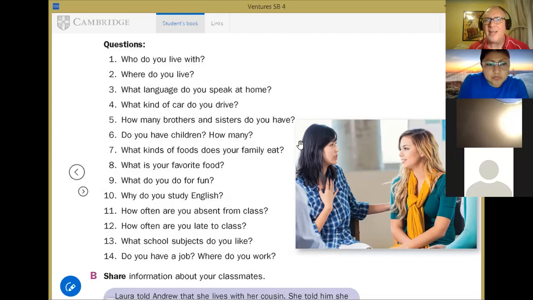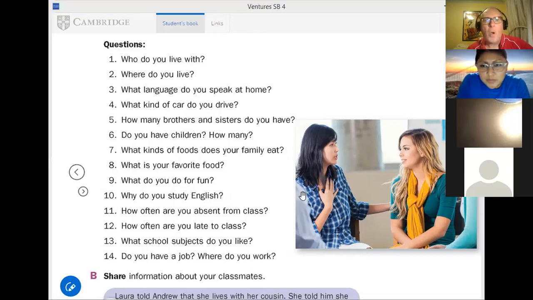All right. Let's see. Rita, can you ask me the next one, number 5? How many brothers and sisters do you have? I have 2 brothers and 1 sister. Okay. So what are we gonna say? The teacher said he has 2 brothers and 1 sister. The teacher said that he had 2 brothers and 1 sister, right? Very good.